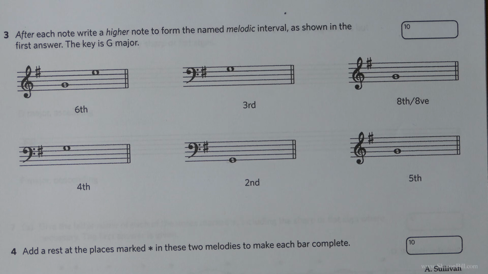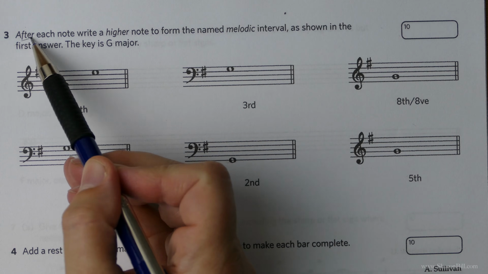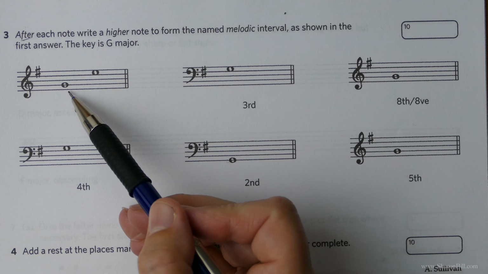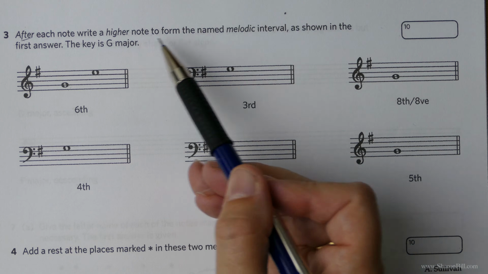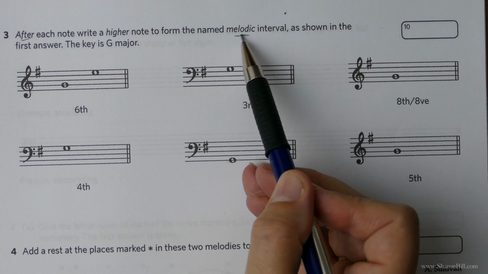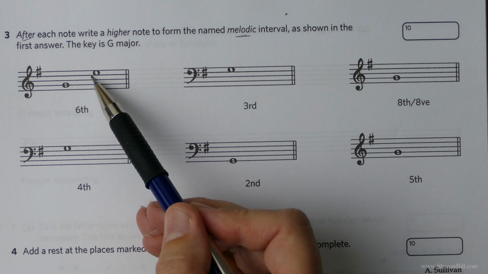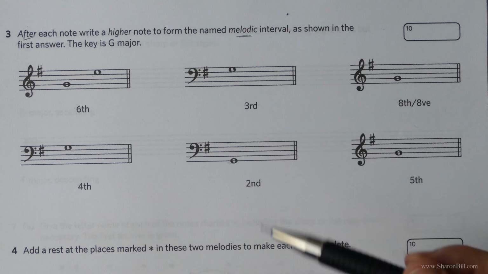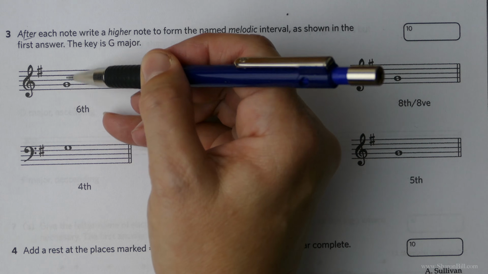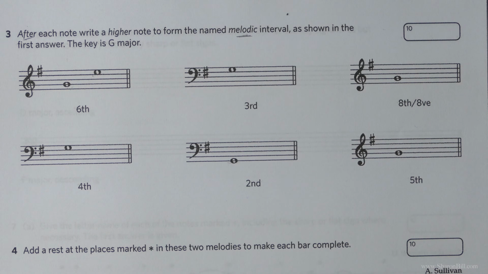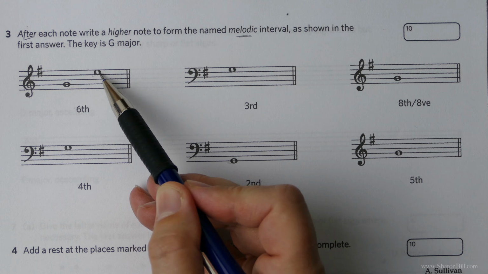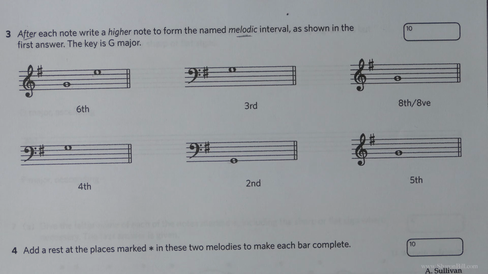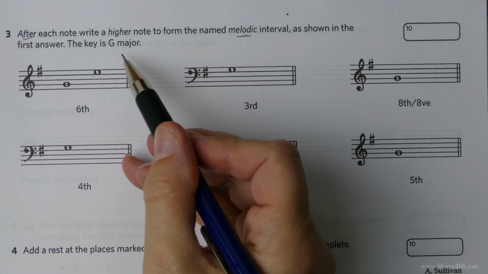So there are a few clues in this question to make sure that you get this correct. After each note, so we're writing it one after the other, we're writing a note higher, we always count up to make the named melodic interval. Remember, a melodic interval comes one after another like a melody, whereas a harmonic interval comes one on top of the other like a harmony or a chord. Also, they've given us one as an example, and so if we just follow their lead, we'll be just fine. The key is G major.